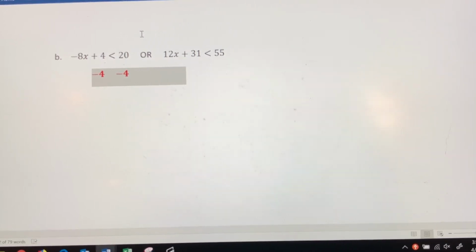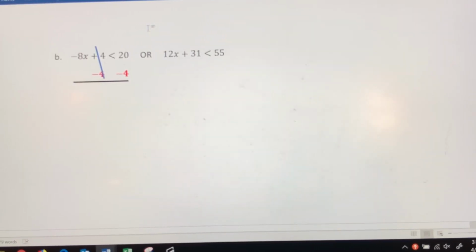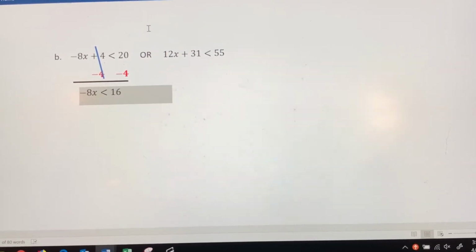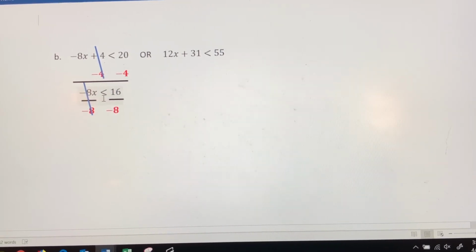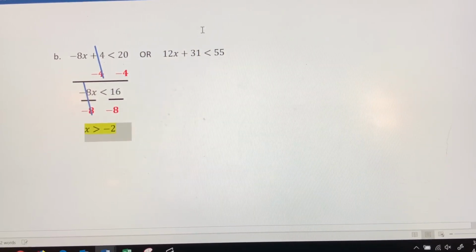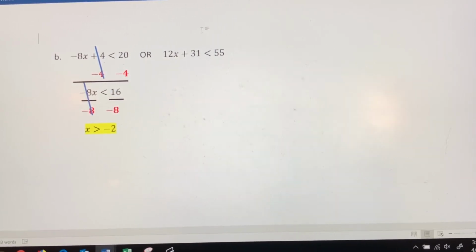First thing we want to do is subtract 4 from both sides. The 4's are going to cancel out, and I'm going to be left with negative 8x on the left side, less than 16 on the right side. In order to get x by itself, I'm going to divide by negative 8. On the left side, the negative 8's cancel out. On the right side, we're going to have 16 divided by negative 8. Because we divided by a negative, we're going to flip our inequality symbol. It's going to become greater than. So my solution for this part is x is greater than negative 2. That's the first part of my solution set.